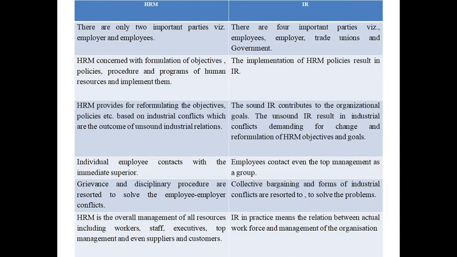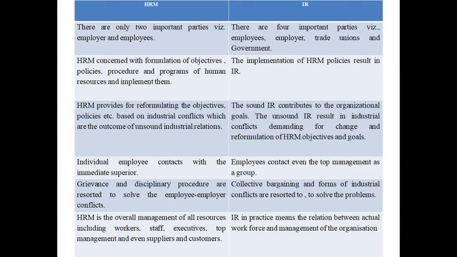HRM provides for reformulating the objectives, policies, etc. based on industrial conflicts, which are the outcome of unsound industrial relations. Sound industrial relation contributes to the organizational goals. Unsound industrial relation results in industrial conflicts, demanding change and reformulation of human resource management objectives and goals. So you can say that industrial relation is the direct outcome of human resource management, or how the employer is dealing with the employees of the organization.